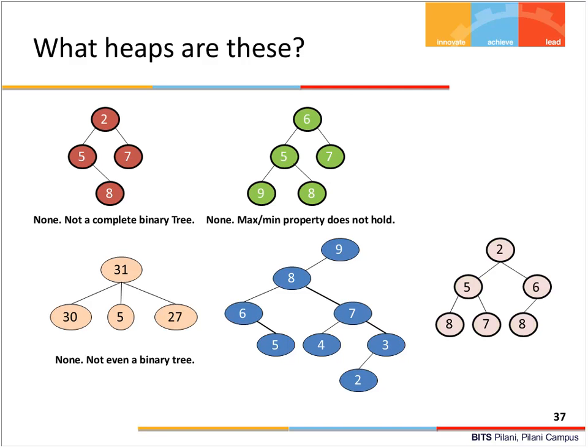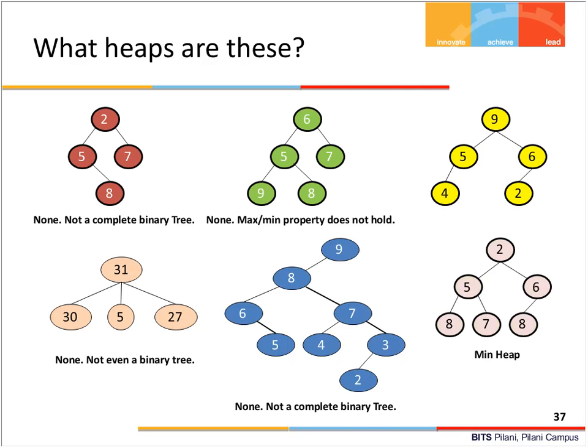What about the tree which is shown on the screen in purple color? Right. So this is a min heap. The reason is very simple: as we can see, it's a complete tree. All the levels are full except the last level where the nodes are starting from the left, and the min property is satisfied. Every parent is smaller than its children, so it is a min heap.